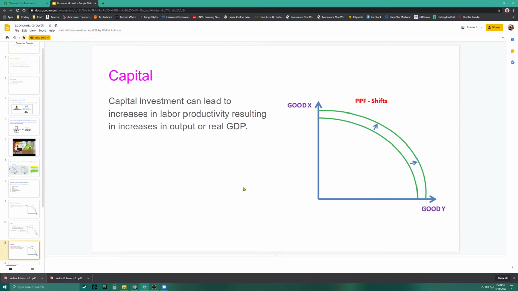Capital investment can lead to increases in labor productivity, resulting in increases in output. So, for example, somebody's using an axe and you buy them a chainsaw. That's going to be faster, so that means that production is going to increase.